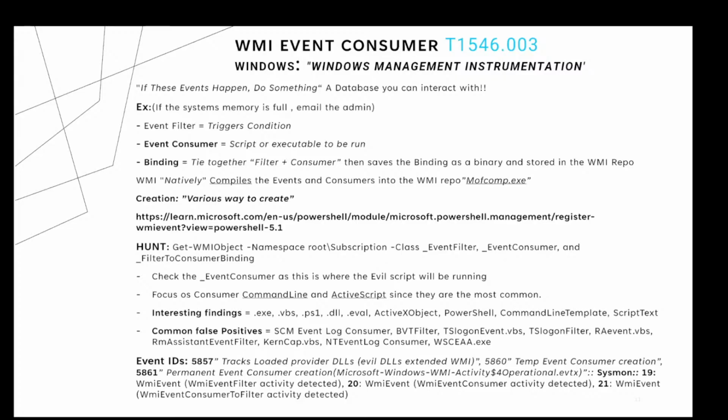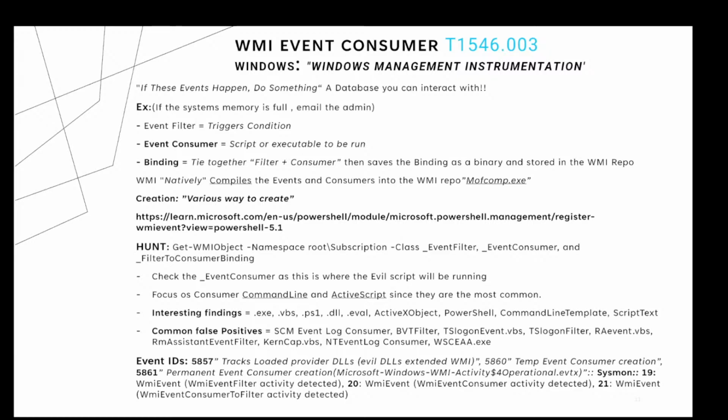So things you kind of want to look out for are EXEs, VBS scripts, DLLs, evals, and then one thing that may, the common false positives that may look very suspicious, like BVT filter, for example. What is that? But most of the time, that's a benign positive. I think attackers have been known to take these false positives and slightly adjust them, like SEM event log consumer. It might be something else like SCMS event log consumer.